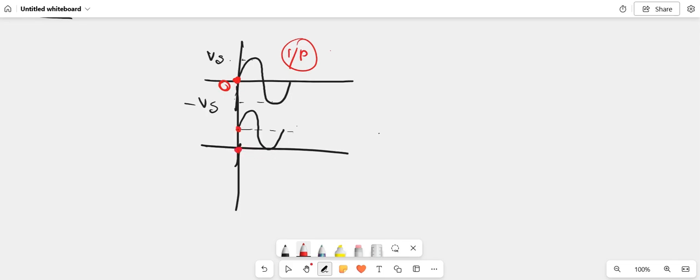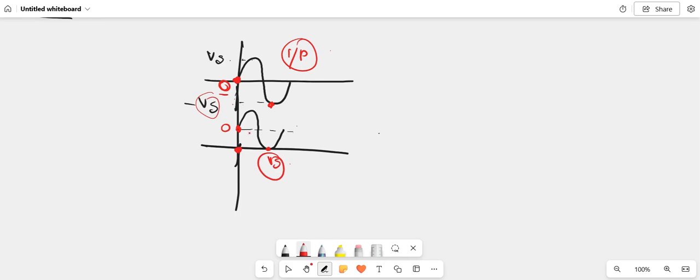So this was 0, and this was minus Vs. Now this 0 reference point has moved up to this position, and this minus Vs point has moved up to this position. So in this particular figure, this reference point is 0, because this was the reference point in the input waveform. In the output waveform, the reference point moves to this position, and this point has a value of minus Vs.